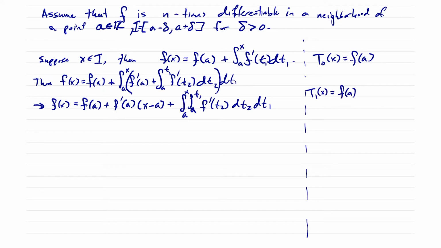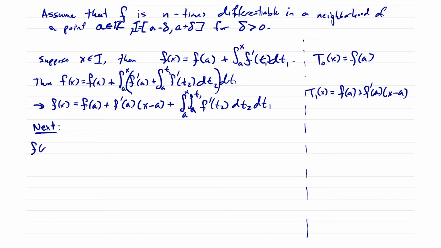be f of a plus f prime of a times x minus a. Okay, not bad. Okay, so next, what do we see? We're just trying to come up with a general formula. You should know it already, but you know, just for practice.